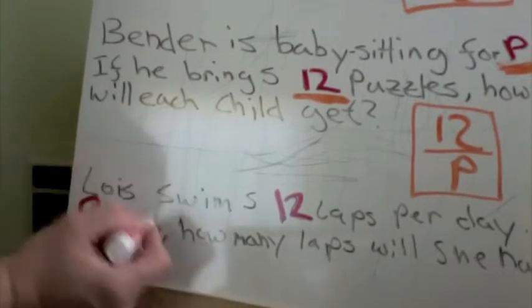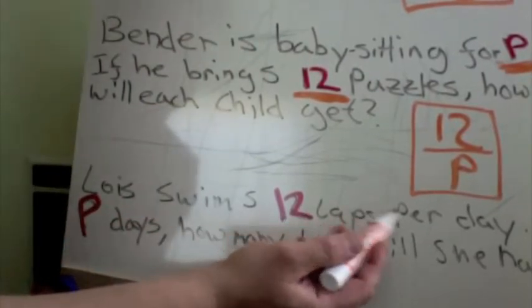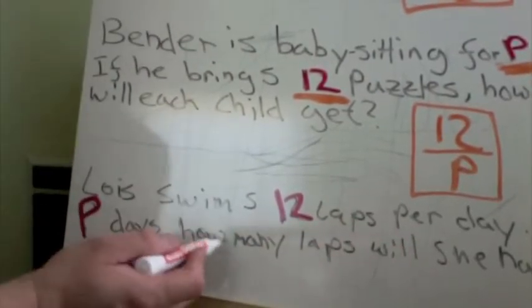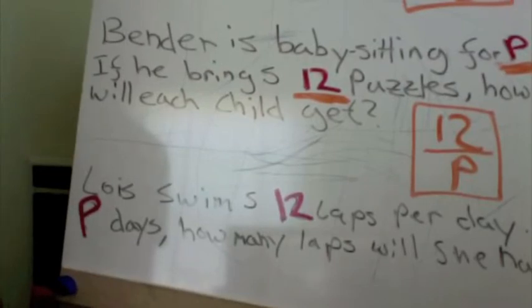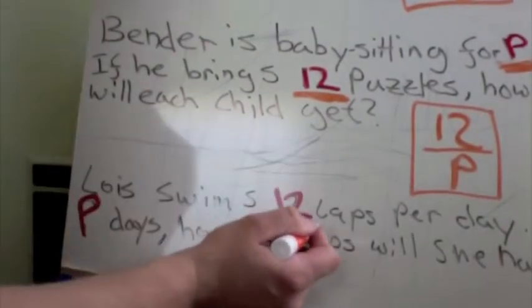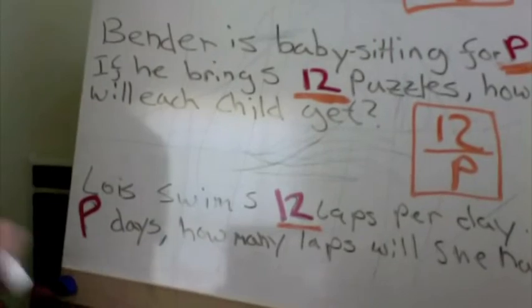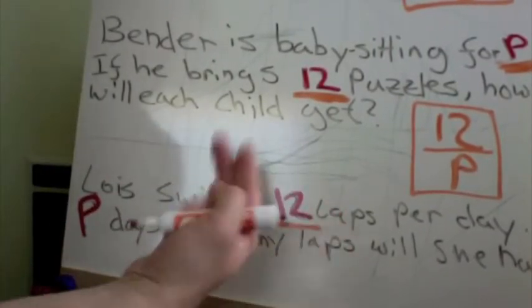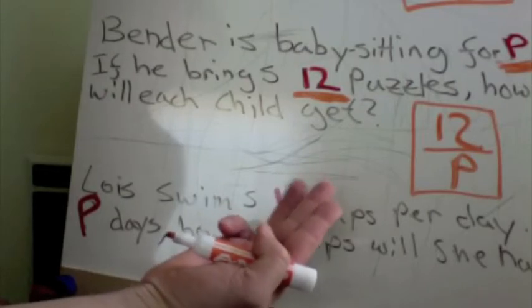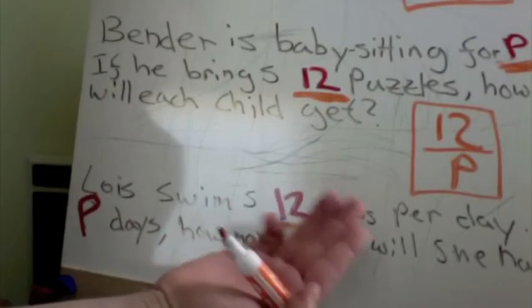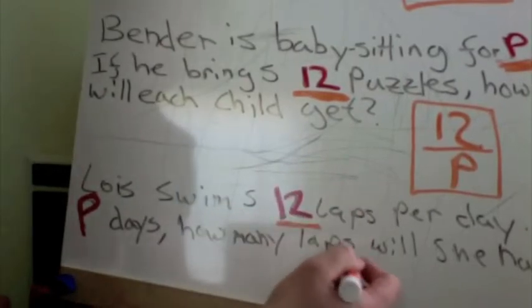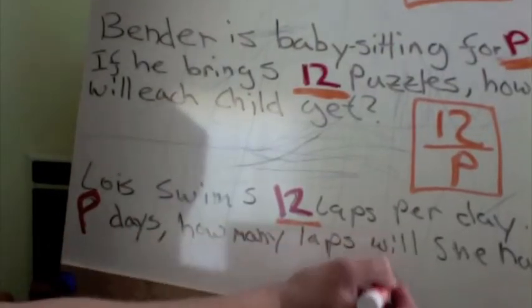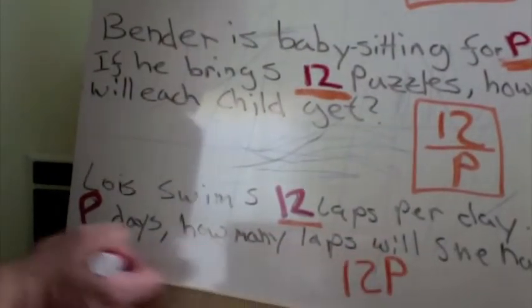And down here, Lois swims 12 laps per day. After P days, how many laps will she have swum? So Lois swims 12 laps every day. So every day she goes 12 laps. So after 1 day she goes 12, after 2 days she goes 24, after 3 days she goes 36. So what are we doing? We're simply taking 12 and multiplying that by the number of days, P.